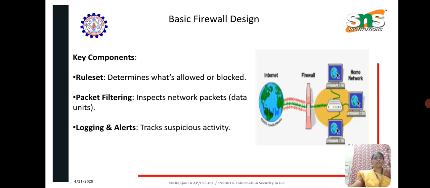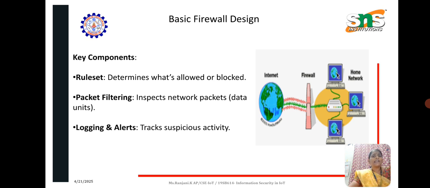The basic firewall design. The main components of the basic firewall design are the rule set, packet filtering, and logging and alerts. The rule set determines what is allowed and what is blocked, and packet filtering inspects the network packets, that is, the data units. The next one is logging and alerts, which tracks suspicious activity. If anything is not okay, just block the system.